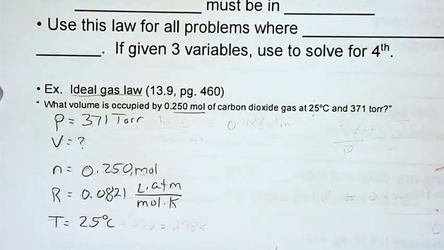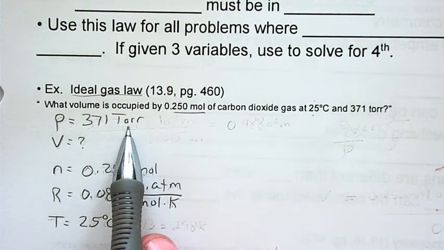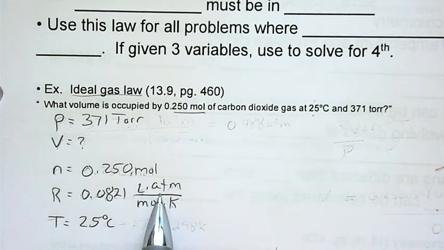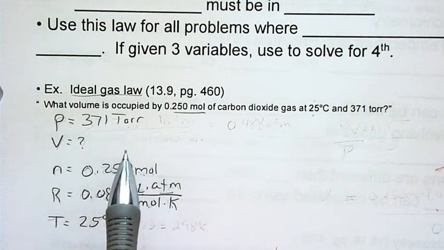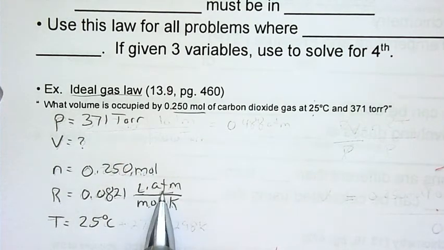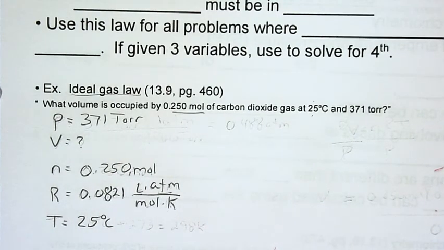Now, the trick with the ideal gas law problems is that they need to all have the correct units. The units must match those of the universal gas constant. Volume must be in liters. Pressure must be in atmospheres. Amount must be in moles. And temperature must be in kelvins. Now, pressure is in torr. That needs to be in atmospheres, so we have to convert it.